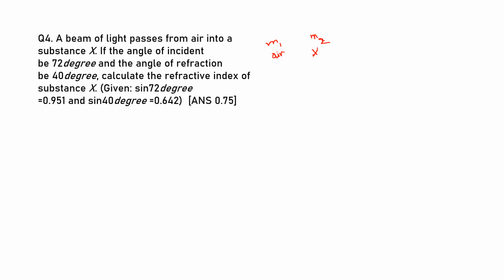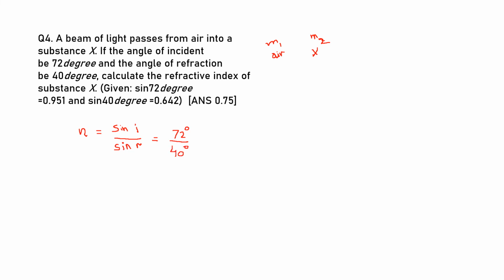Now we have to use another formula for this. What was the other formula for refractive index? N, the refractive index of substance X, is equal to sine i upon sine r. Clear, students? Now sine i, the angle of incidence, is 72 degrees, divided by sine 40 degrees, right?